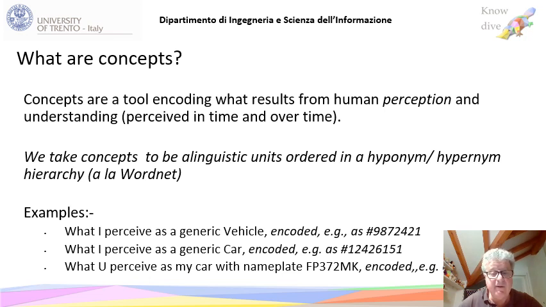So there are examples. For instance, when I perceive a vehicle, because I see from far something which moves, then I encode it as an ID, like 9872421. Or I can perceive a car, or I can perceive my car. You see, all of them have IDs, and all of them are different perceptions and different encodings in my memory of what I perceive. So what is a concept? Just a set of IDs connected, because, as I said, car is a hyponym of vehicle, which means that any car is a vehicle, but not all vehicles are cars.